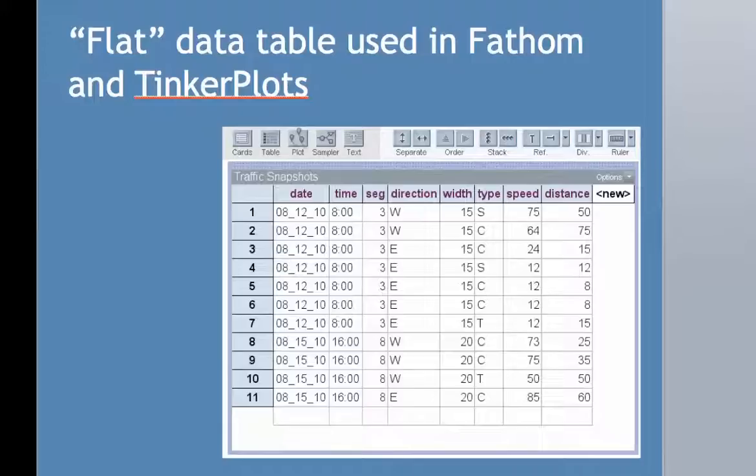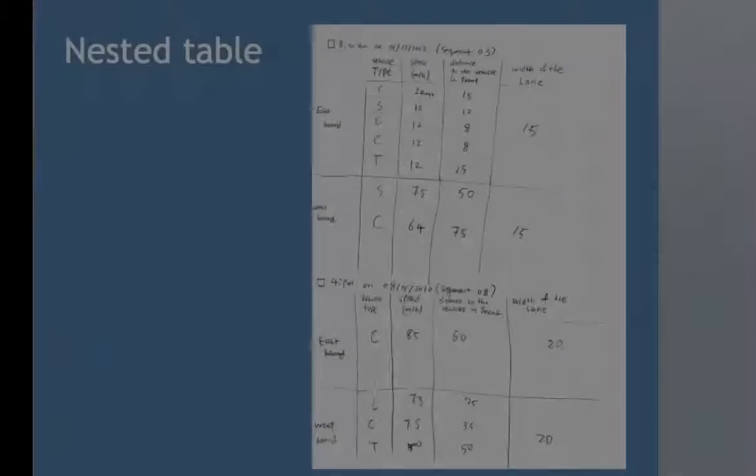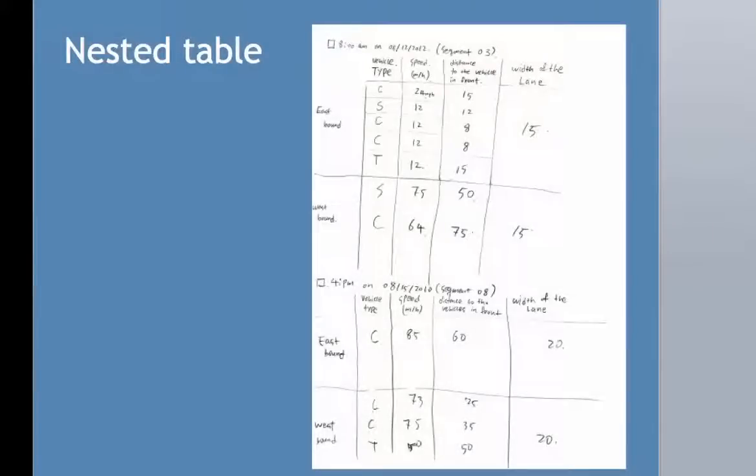This is a rather odd way to think about it, and we believe this is why the participants in our study more often created nested tables similar to this one. In this form, information about the speed, type, and following distance of each vehicle is again organized as a row by column table, but these vehicle tables are nested within lanes that have a direction and a width. And here lanes are further nested within segments that have an ID number, a date, and a time.